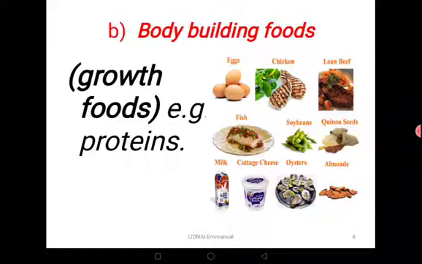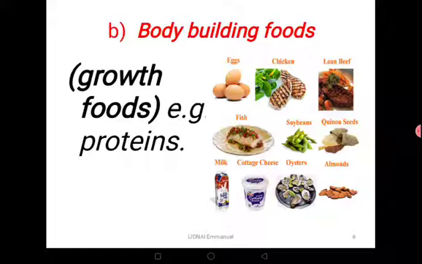Where do we get them? These bodybuilding foods. If you want to get the bodybuilding food or the proteins, what do you need to eat? So we have some of the samples there. We can eat eggs. Eggs are very nutritious. They have proteins. We can eat chicken. We can eat beef, fish, soya beans, or even beans. We have very many others, milk and so on.